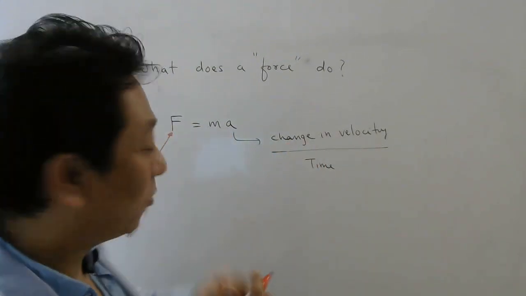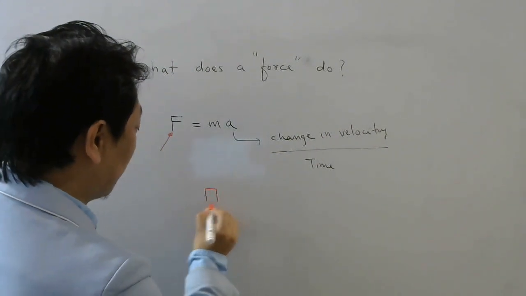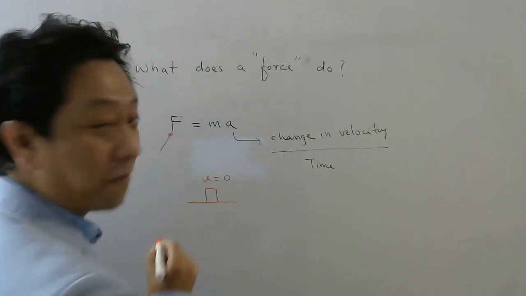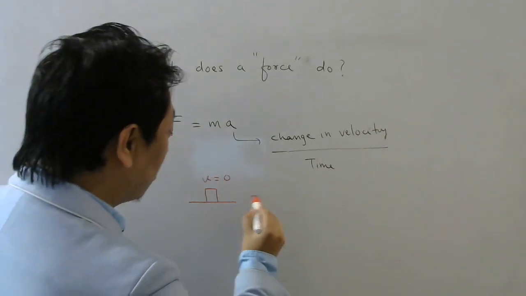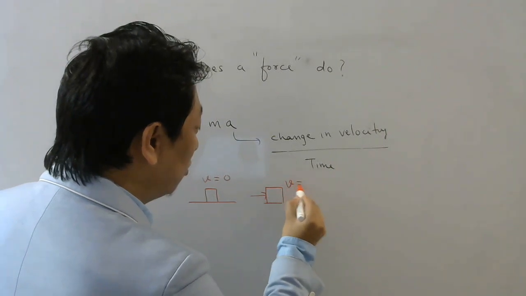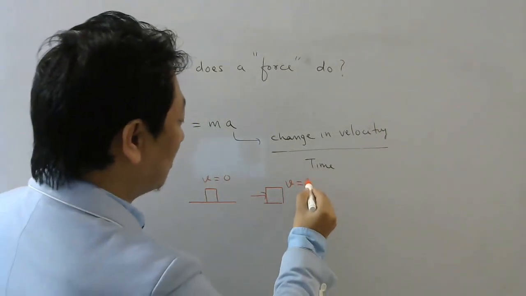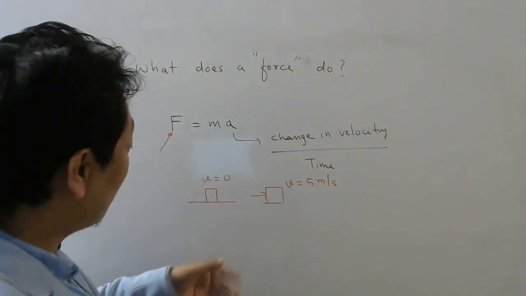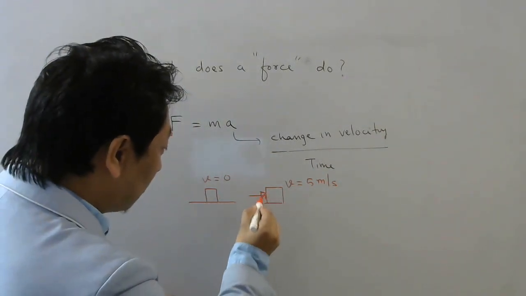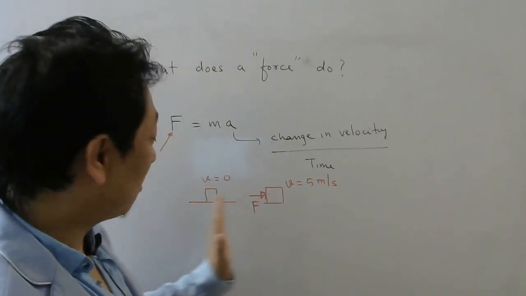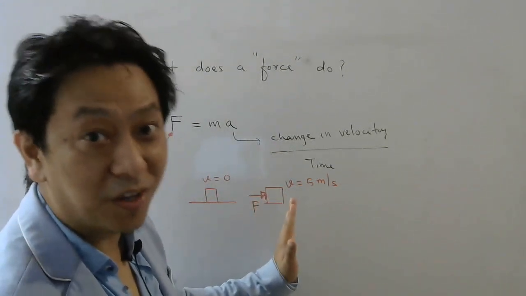Therefore, if a body is at rest, then what is its velocity? Right now, 0. So if you apply force on this body, then what will happen? This body will start moving. So it may move with some velocity, let's assume 5 meters per second. So you can see, due to the application of this force, what happened? Its velocity changed. From rest, it started moving, right?